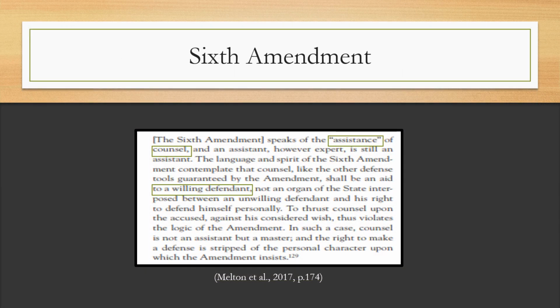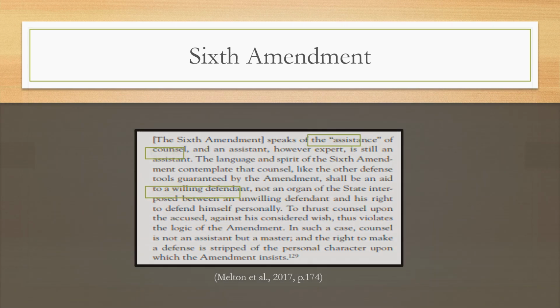On this page is a brief paragraph from the Sixth Amendment that was taken from the textbook that just states that the Sixth Amendment speaks of the assistance of counsel and an assistant. However, expert is still an assistant. The language and spirit of the Sixth Amendment contemplate that counsel, like the other defense tools guaranteed by the amendment, shall be an aid to a willing defendant, not an organ of the state, interposed between an unwilling defendant and his right to defend themselves personally, meaning that it gives the right to the defendant to choose if they would like to waive the right to the counsel, not for the counsel to make that decision for them.